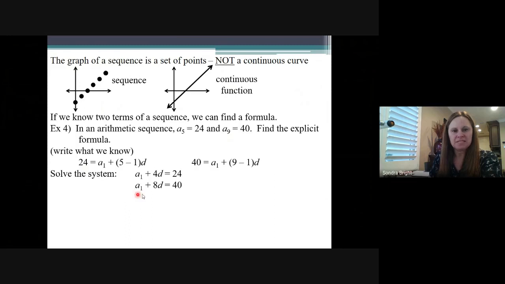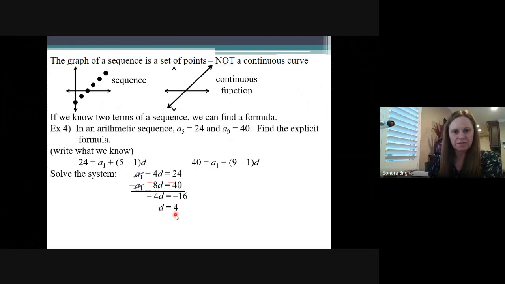And if you want to solve this system, you could just subtract the second equation from the first. And when you do, it changes all the signs. The a1's cancel. 4d minus 8d is negative 4d. 24 minus 40 will give you negative 16. Dividing both sides by negative 4 will give you d is positive 4.